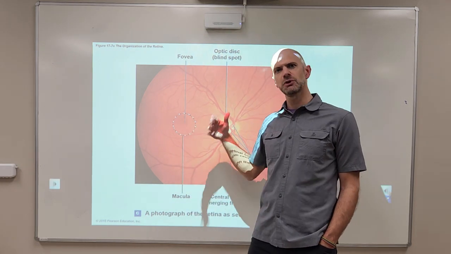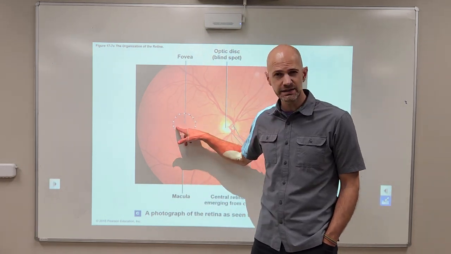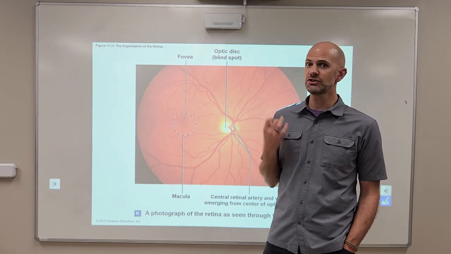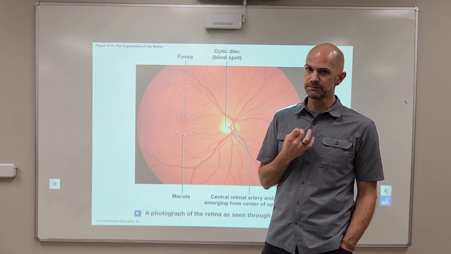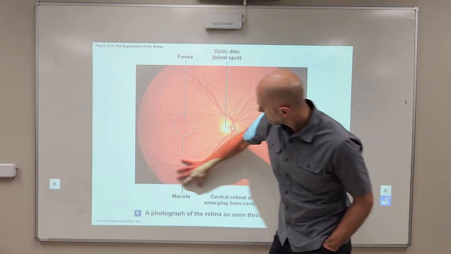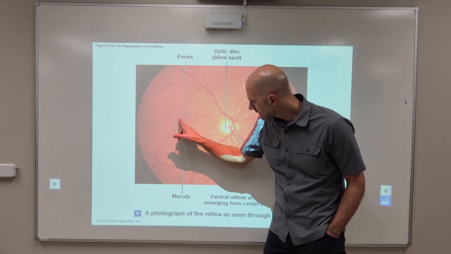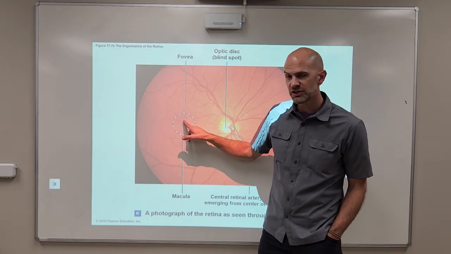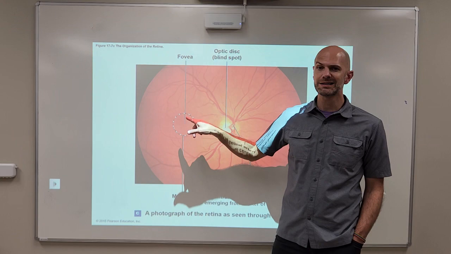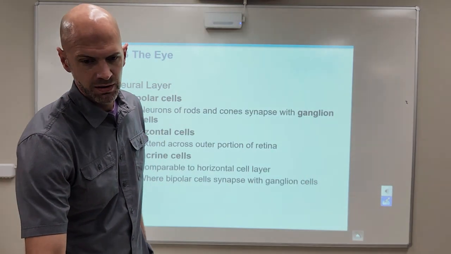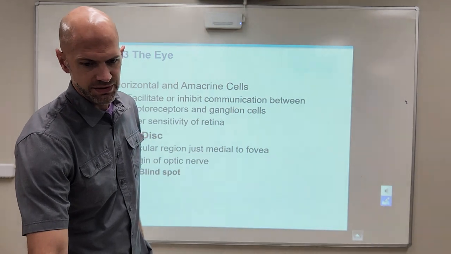Why is the fovea so important? Well, one, it's in the dead center, and two, it has an extremely high concentration of cones. All of this space of the retina is mostly rods. Right here in the middle, the fovea centralis, is mostly cones. We talked about the different types of cells.